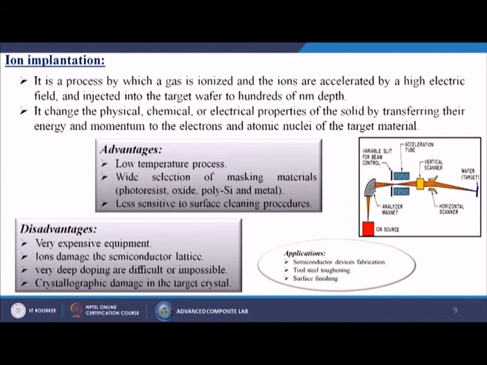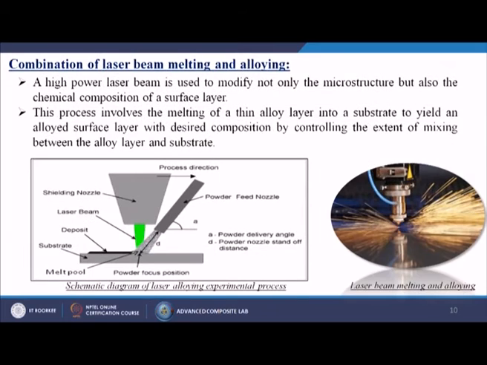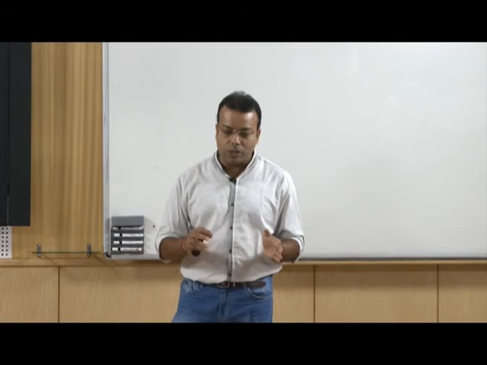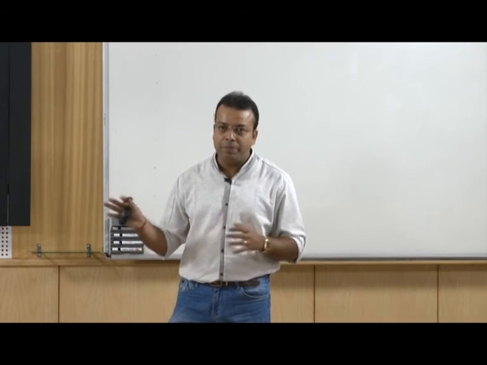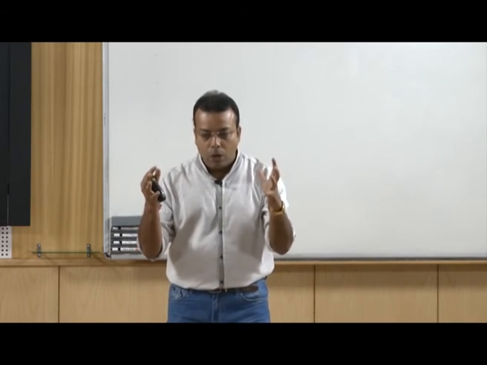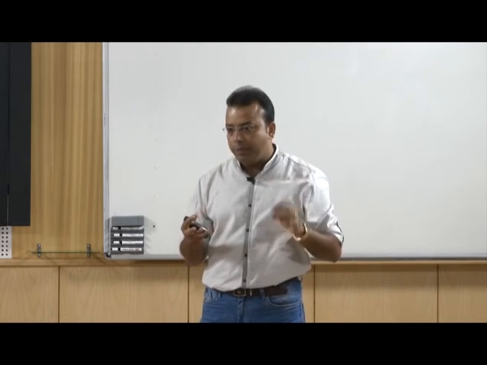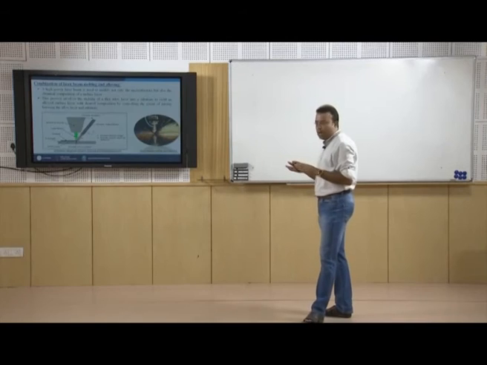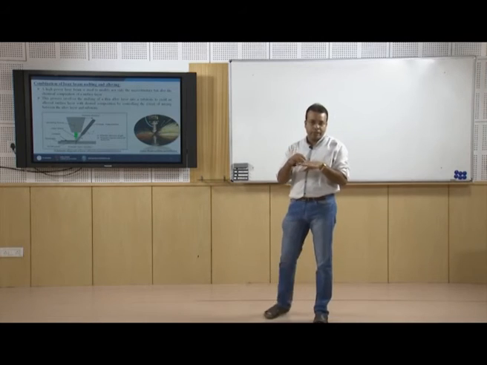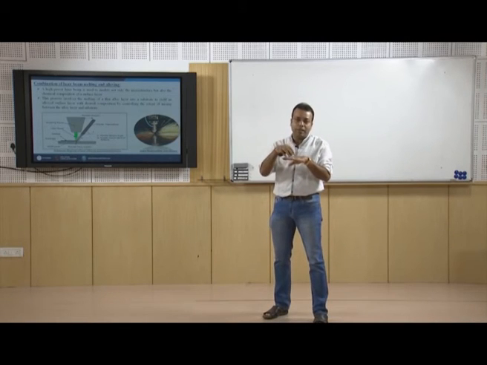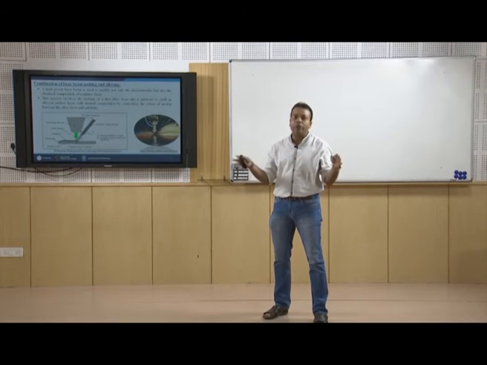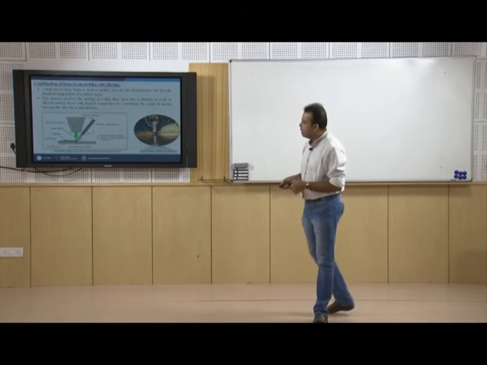Next one is called the combination of laser beam melting and alloying. In my last presentation also I discussed this a little bit. Here also we are doing the same thing, we are using certain kind of particles in powder form, and then we put that powder onto the metal surface, and then by laser we give heat on that particular surface, so that the powder comes into liquid form and it can deposit onto your metal surface.